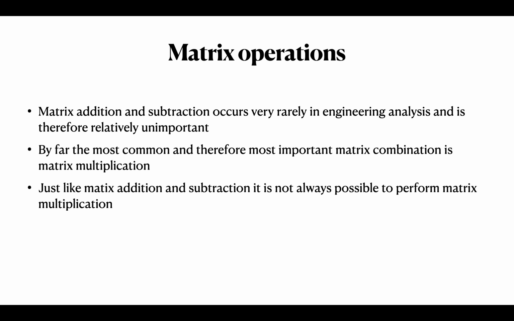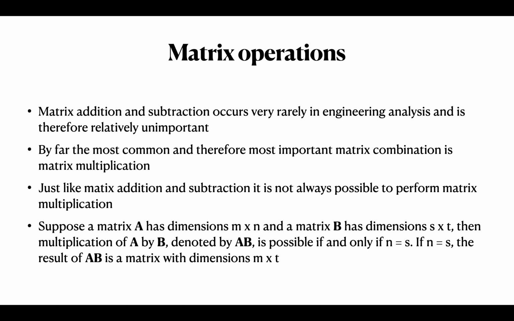And actually, it's a lot more difficult to check if you can multiply matrices than it is to check if you can add and subtract. So the next bullet point is really, really important. So here, hold on to your seats. Now, suppose you've got a matrix A and it has dimensions m by n. So it's got m rows and n columns, whatever m is and whatever n is. And suppose you have a matrix B whose dimensions are s by t. So s is some number and t is some number.